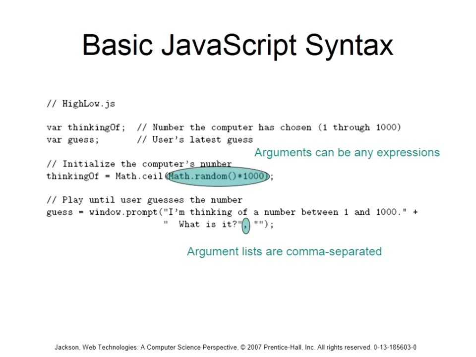Arguments can be any expression. So this is an example of an argument. If we have many arguments, argument lists are comma separated. So this is a method. Prompt is a method. Ceil is a method. Ceil has one argument, but prompt in our case has two arguments. So if we have a list of arguments, argument lists are comma separated. Any questions?